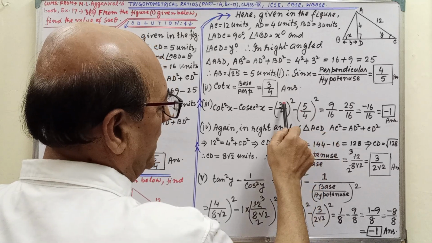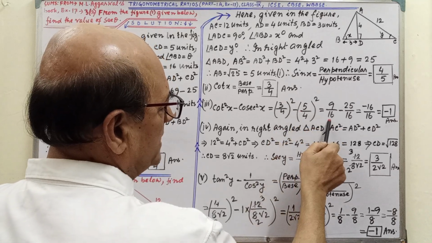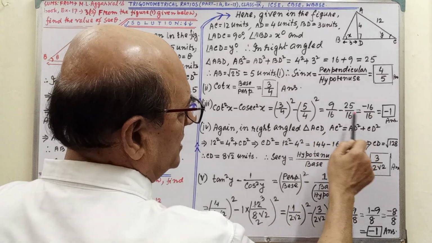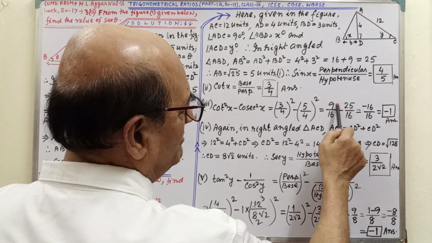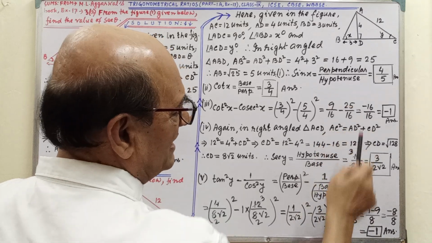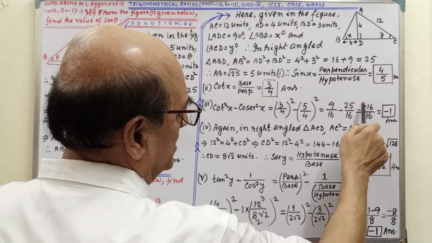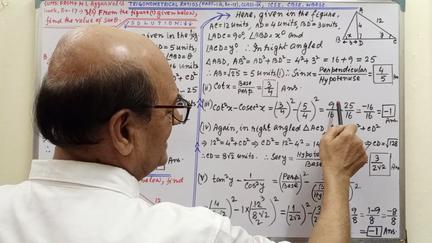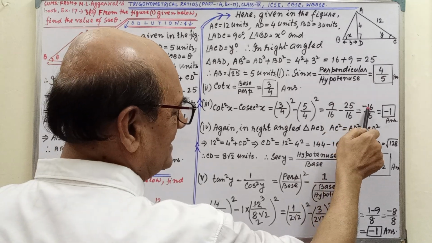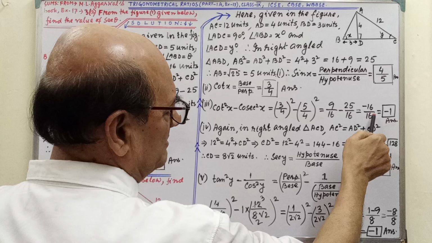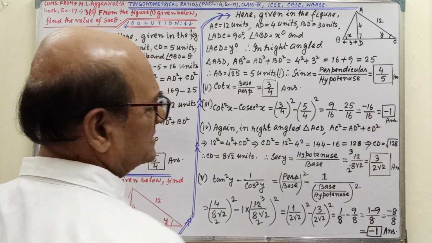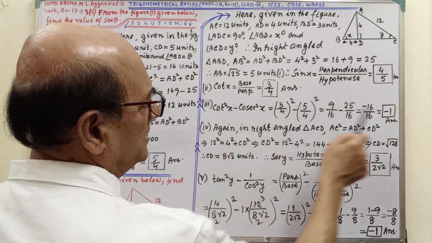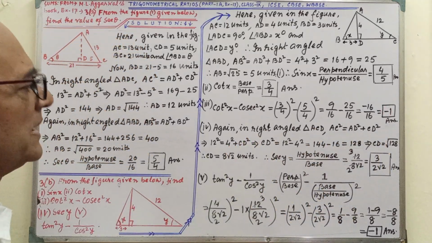Now we have to simplify. 3 square is 9, 4 square is 16, 5 square is 25, 4 square is 16. LCM is 16, and 9 minus 25 is minus 16. I have jumped one step, but you will easily understand: 25 minus 25 plus 9, so it will be minus 16. Minus 16 by 16, by cancellation, is minus 1. So the answer of part 3 is minus 1.